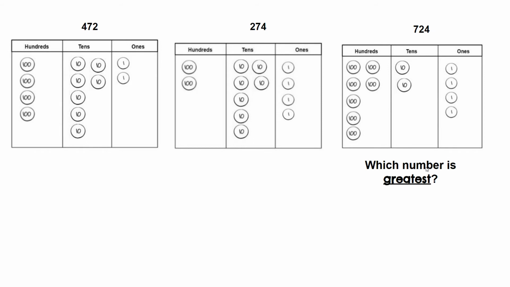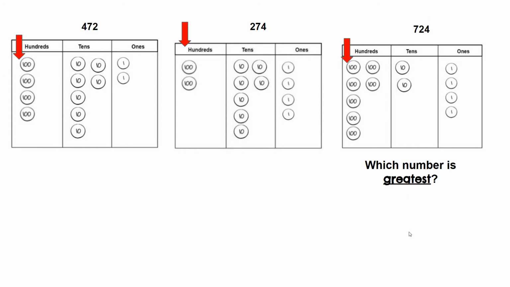Remember, by comparing numbers, we have to take a look at the largest unit. And this time, the largest unit that we have is the 100. So let's take a look at the hundreds place. Here we go. We've got 400 in 472, 200s in 274, and 700s in 724.